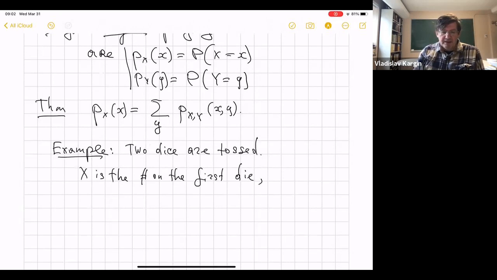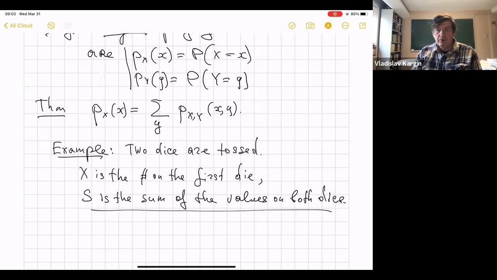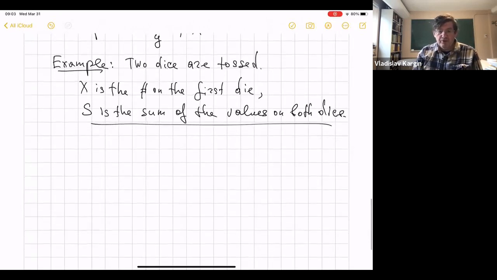Let us look at the sum, y, which is the sum of the values on both dice. So okay, what's the experiment?